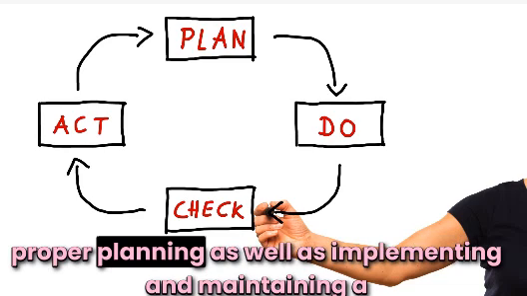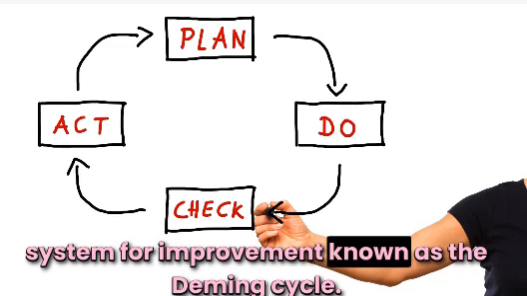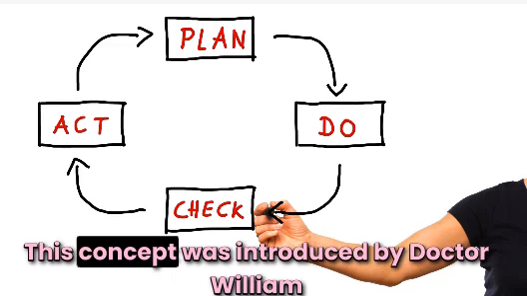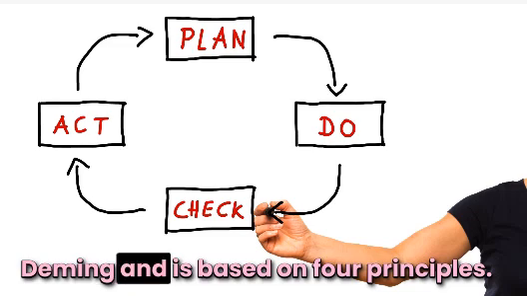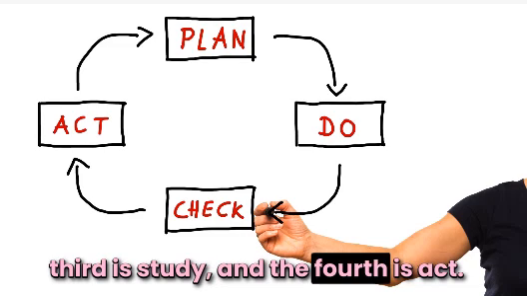Product is through proper planning, as well as implementing and maintaining a system for improvement. Known as the Deming Cycle, this concept was introduced by Dr. William Deming and is based on 4 principles. The first is plan, the second is do, the third is study, and the fourth is act.